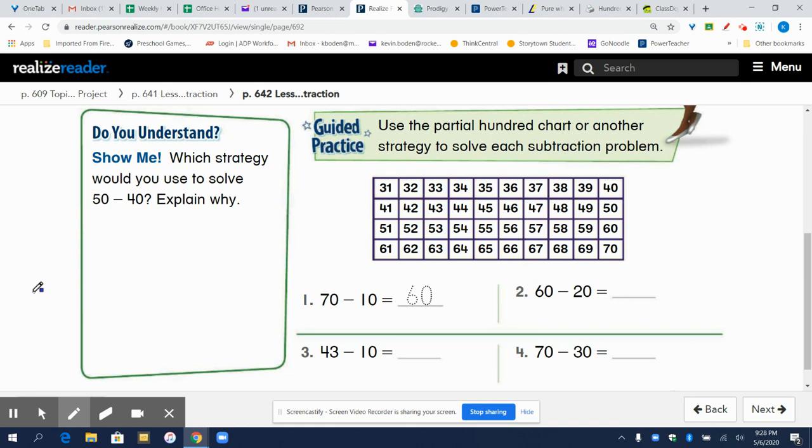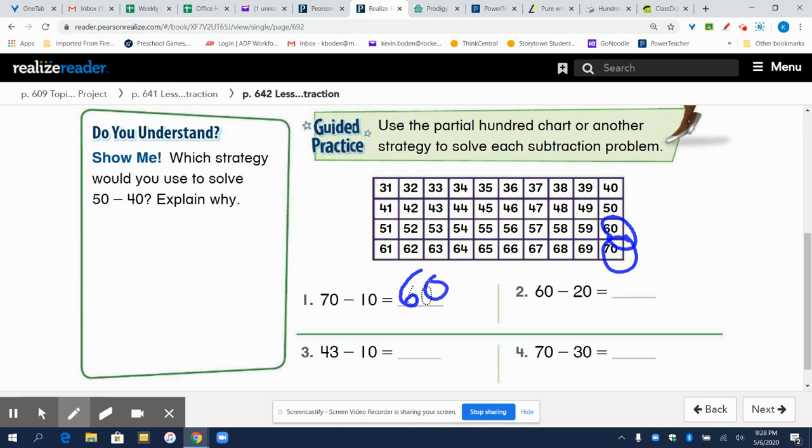All right, this one tells us to use the partial hundreds chart or another strategy to solve each subtraction problem. So for the first one, they did 70 minus 10. So they started at 70 and they took away one 10. So they counted up one more 10. Whoop. One more 10 will put us at 60. That's why they got that one.